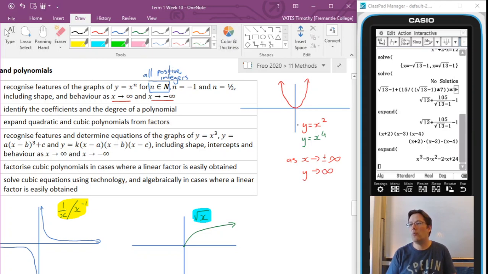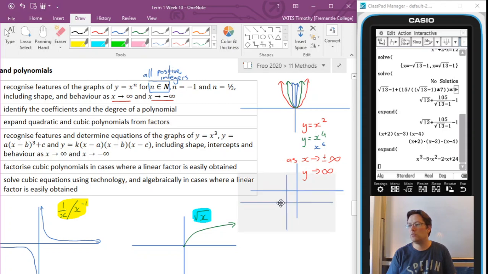And y equals x to the power of 4 will look pretty much exactly the same, but be steeper. Y equals x to the power of 6 will do the same thing. It'll look the same again, but be even steeper. So all of our even powers will all end up looking the same. So what do the odd powers look like?